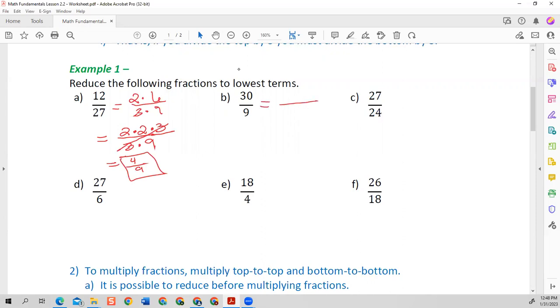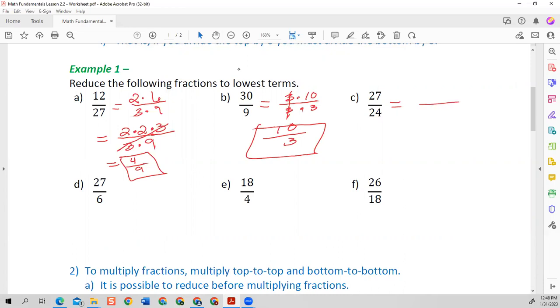Let's look at B. B says 30 over 9. Well, 30 we know is 3 times 10, and 9 is 3 times 3. So the 3's reduce, leaves me with 10 thirds, which is an improper fraction. Doesn't reduce any further.